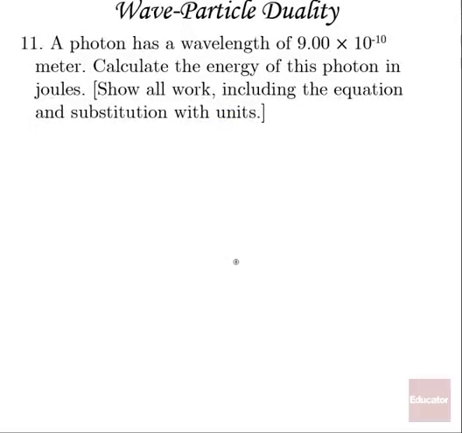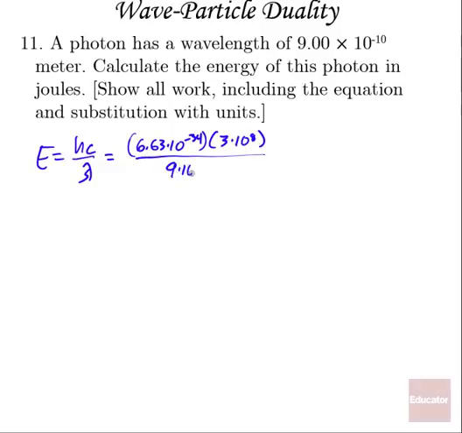And last question. A photon has a wavelength of 9 times 10 to the minus 10 meter. Calculate the energy of this photon in joules. Well, again, energy is hc over our wavelength, which is going to be 6.63 times 10 to the minus 34, Planck's constant, times the speed of light in a vacuum, 3 times 10 to the 8th meters per second, divided by the wavelength, 9 times 10 to the minus 10 meter. Plug that into my calculator, and I come up with something pretty close to 2.2 times 10 to the minus 16 joules. All right, that completes the first page of the worksheet on wave-particle duality.